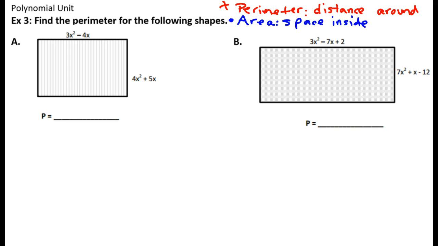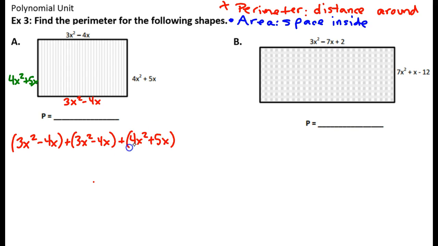So when we want to find the perimeter, here we're dealing with, in example A, a rectangle. If this top side is 3x squared minus 4x, the property of rectangles is that opposite sides are congruent. So this bottom side is 3x squared minus 4x. And opposite sides are congruent, so this left side would be 4x squared plus 5x. Now, if I want to find the perimeter, which is the distance around, I want to add up all of the sides. So this is 3x squared minus 4x added with 3x squared minus 4x added with 4x squared plus 5x added with 4x squared plus 5x.